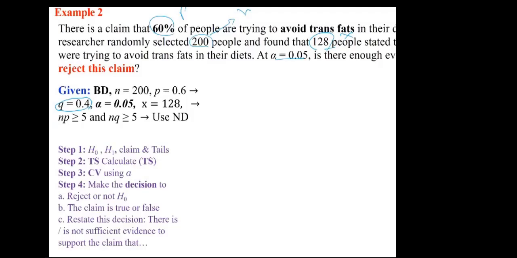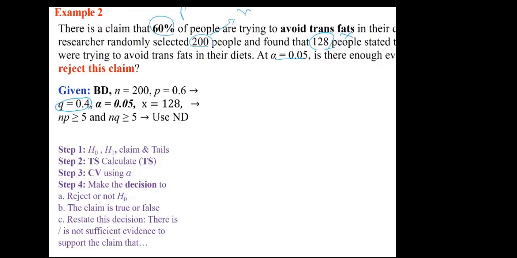You're going to read the question. So there is a claim that 60% of people are trying to avoid trans fat in their diets. A researcher randomly selected 200 people and found that 128 people stated that they were trying to avoid trans fat. Is there enough evidence to reject this claim? So the claim is not saying that it's less than 60% or larger than 60%. It says it's 60%. So less than 60% and also larger than 60% would in essence become the alternative hypothesis, and that's why for H1, p is not equal to 0.6, which makes it a two-tailed test.